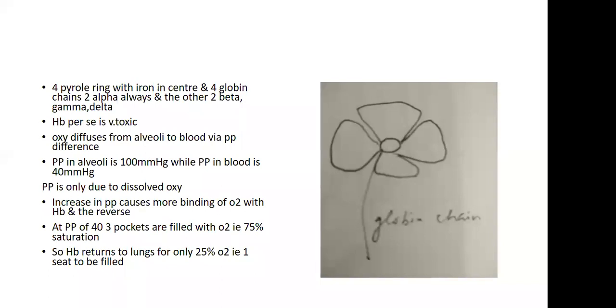Partial pressure in the alveoli is 100 millimeters of mercury, while partial pressure in the blood is 40 millimeters of mercury. There is a huge difference of 60 millimeters of mercury. And increase in the partial pressure causes more binding of oxygen with the hemoglobin and the reverse. If the partial pressure is more, there will be full saturation of the hemoglobin, that is 100%. And if the partial pressure difference is less, then saturation will also be less. It will not be 100%.